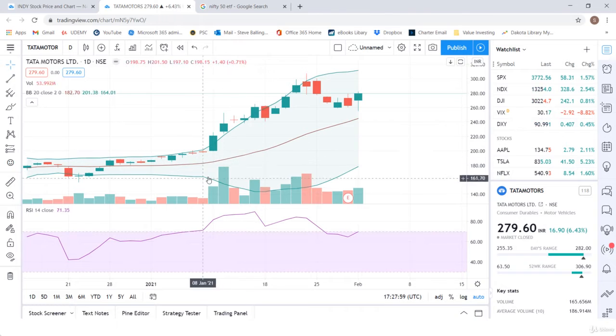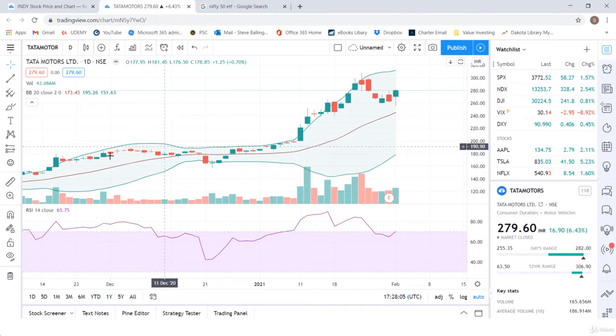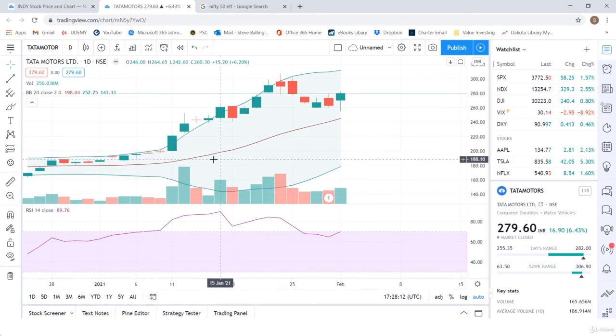Now, a lot of times they'll follow along with the index. But with Tata here, look at this squeeze they had. They had this real squeeze, a lot of indecisiveness, but then it started to go up to the band. And very similar to Nifty 50, it had a nice long walk up the Bollinger Band, right? But now it has come off, right? So it's had a little bit of a come off.